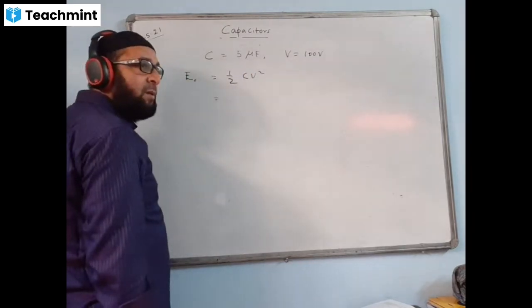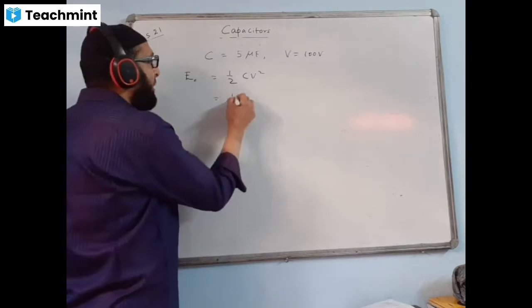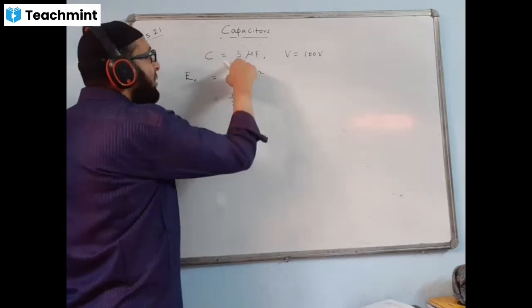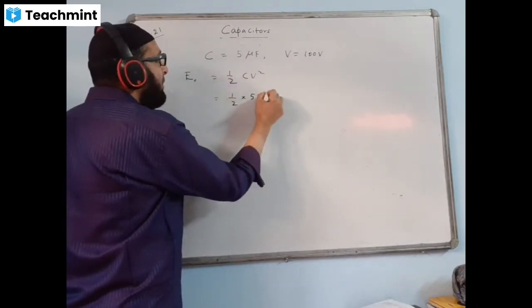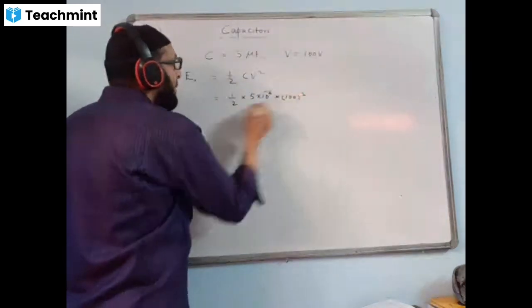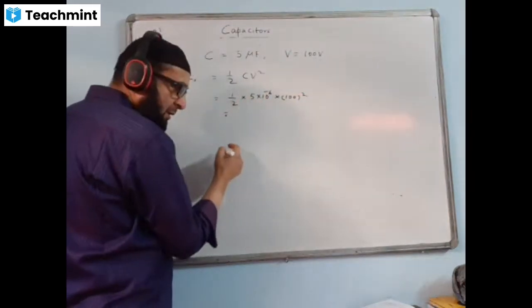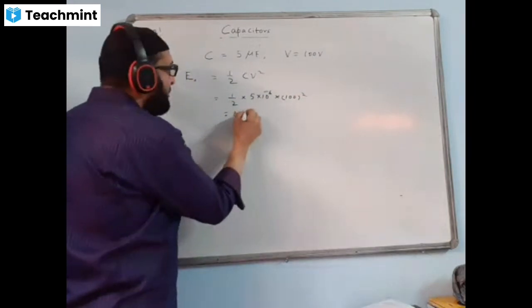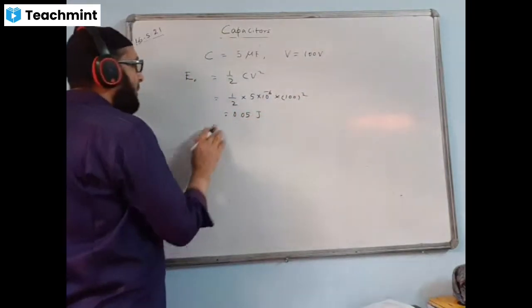Right, half. C value is how much? 5, that is 5 into 10 to the power minus 6. V is 100, so write 100 square. And now calculate the answer. The answer will come 0.05 joule. Now we are having a dielectric medium, right?